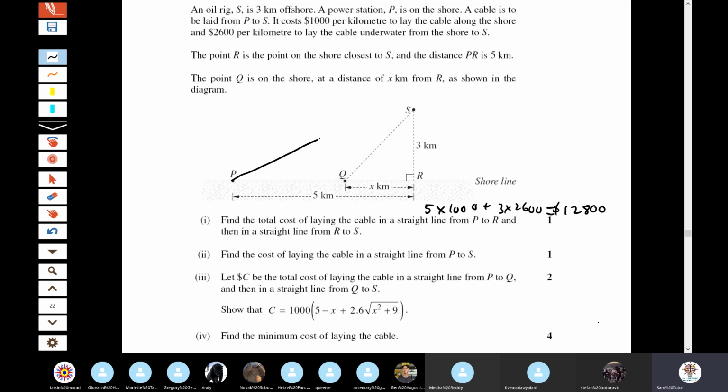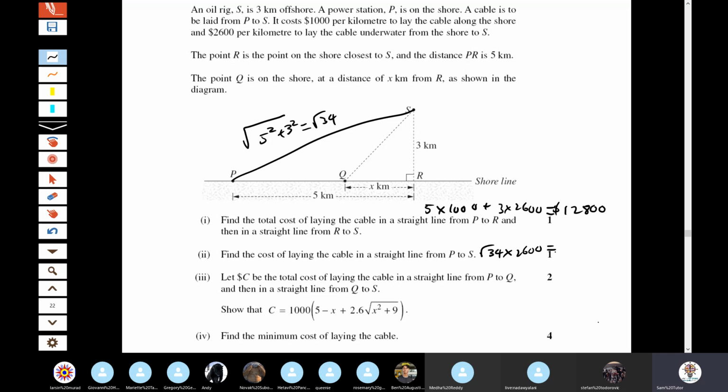P to S. Now, what kind of triangle do you see? Right angle triangle. So P to S is square root of 5 squared plus 3 squared, 34. Root 34. And how much would that cost? Root 34 times what? 2,600. Why? Because it's all under the water. Good job.